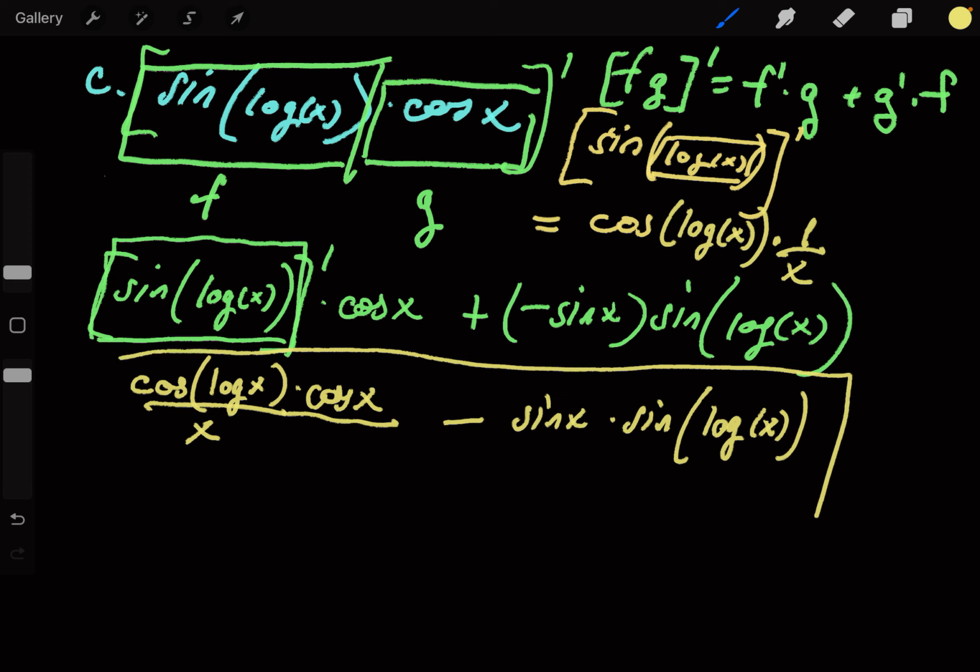Don't try and combine anything. Make sure you know that cosine of log x times cosine x isn't cosine squared of anything, right? This is some other variable. Cosine x times cosine x is cosine squared x, right? But cosine log x times cosine x, that's all you can do. You can't multiply those two. Similarly with the sine x and the sine log x.